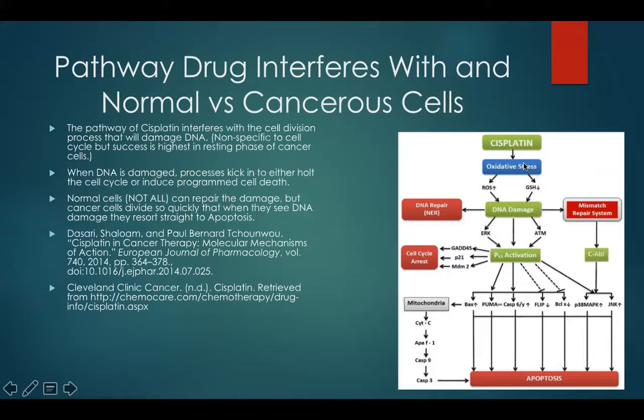Cisplatin creates oxidative stress, which causes DNA damage. And then when DNA is damaged, the P53 protein is activated, and that leads to a BAX increase. If BAX is increased, that means BCL will be decreased, in order to release cytochrome C from the mitochondria, and that will induce apoptosis.